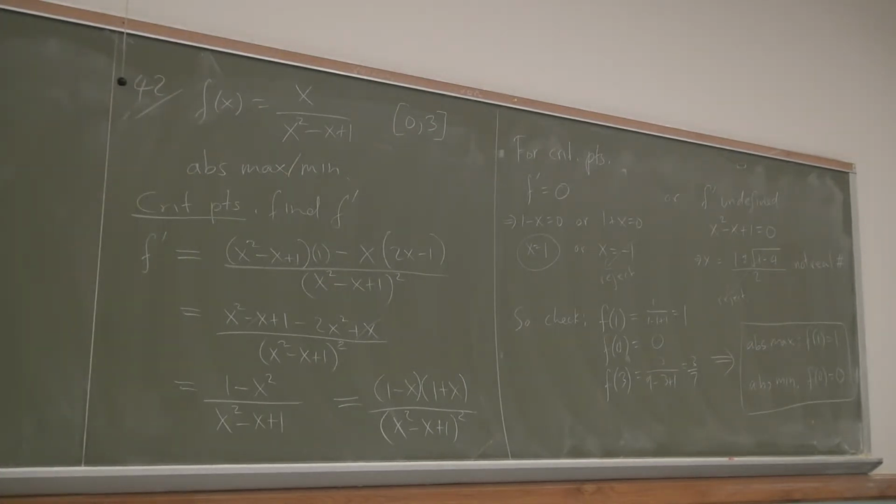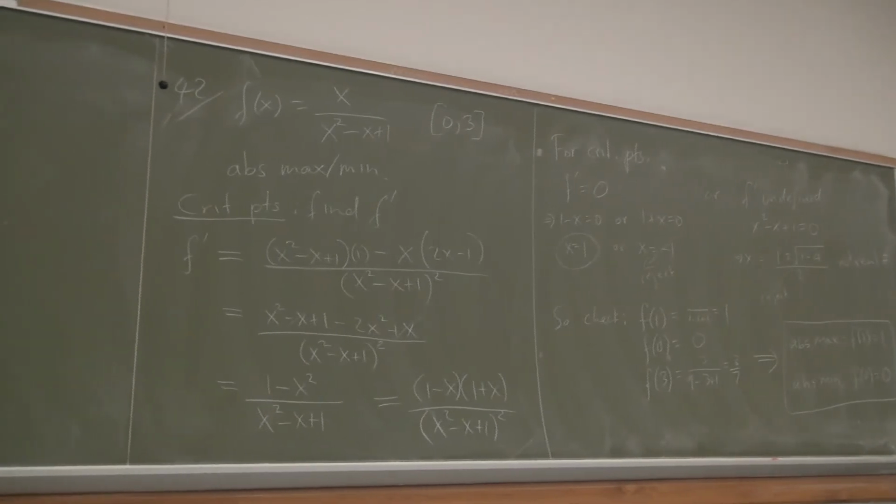Alright, we're going to finish up 3.2. We talked about Rolle's theorem last time. We did an example. Now we're going to get to the mean value theorem.